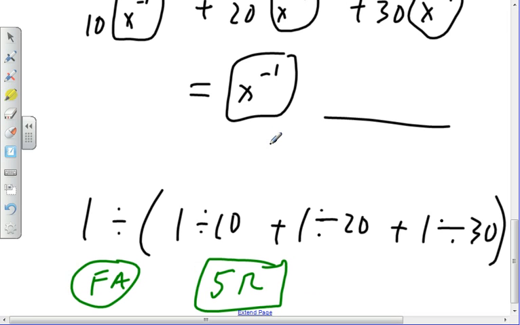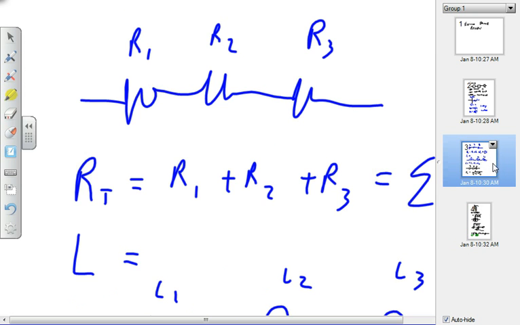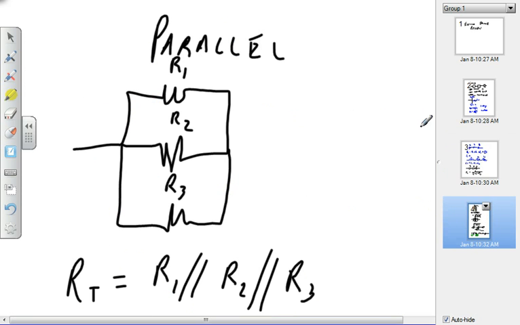Now, this particular new calculator doesn't have the 1 over key some of the other guys do, but I like the 1 over key on the other calculator better. Okay, so now, where was I? Anybody know where I was? All right, we're in parallel.